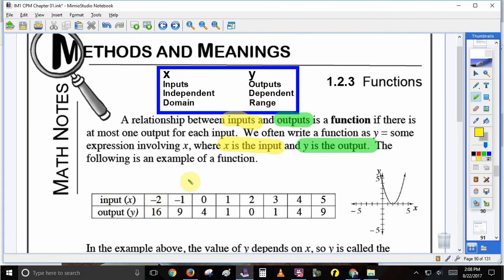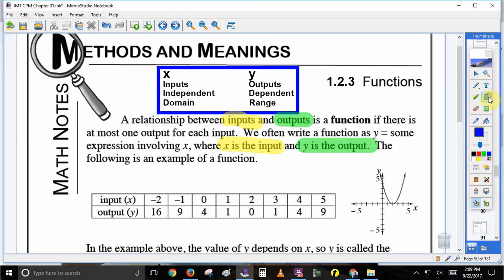We have a little chart here, a table with several points on it, also represented by this graph. And we're looking at an example of a function. You'll notice that for each of these inputs there's only one output. You'll also notice that a couple of these outputs get reused, but that's okay because they have different inputs.